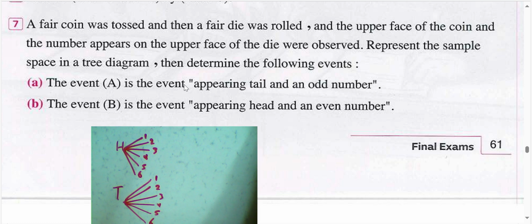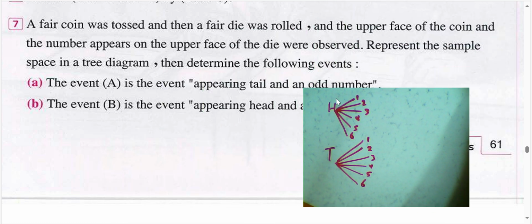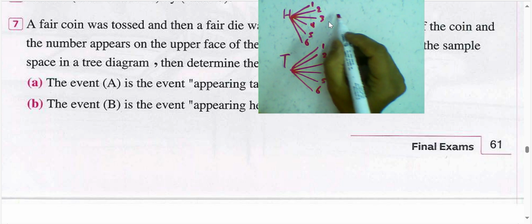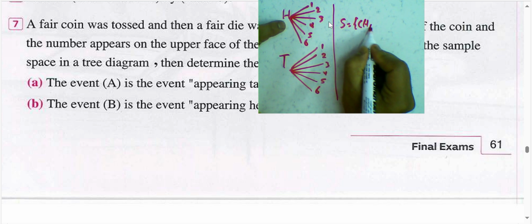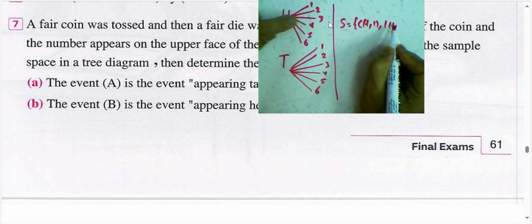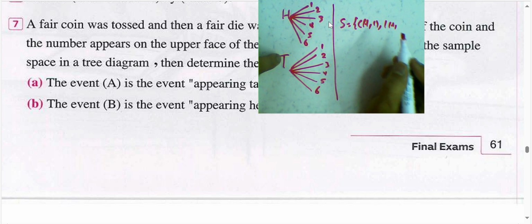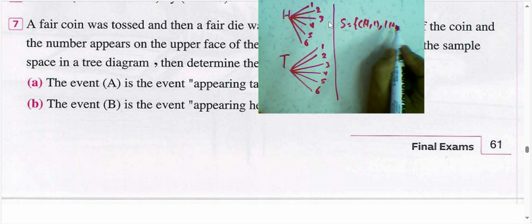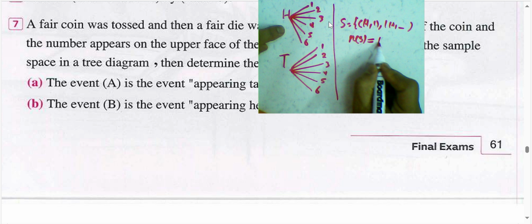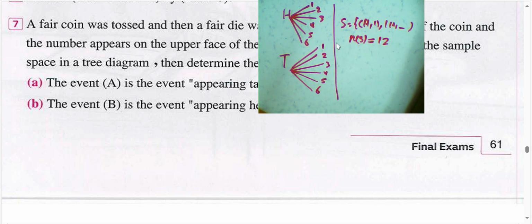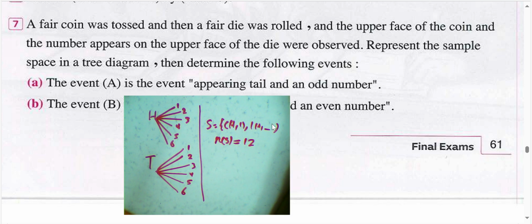Then we can write here the sample space: head and 1, head and 2, head and 3, head and 4, head and 5, head and 6, and tail and 1, tail and 2, tail and 3, tail and 4, tail and 5, tail and 6, because the first thing will be head or tail. Then the number of elements in the sample space will be 6 plus 6 equals 12. He wants to find what the event A is, the event of getting tail and an odd number.